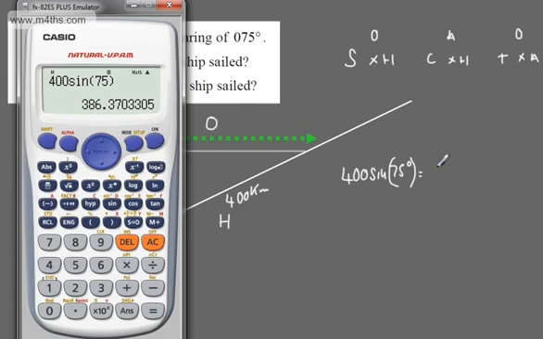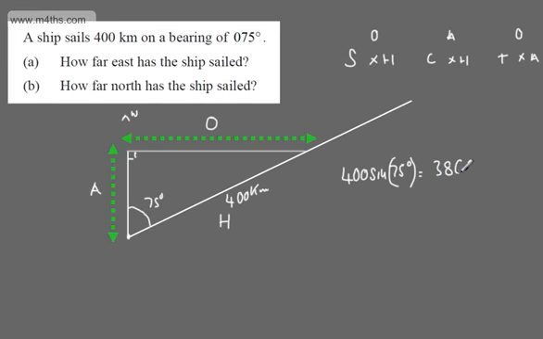386.4. So let's write that down. 386.4 kilometers. Okay, and that's to 1 decimal place. And I've just found that. So that's that distance right here. This one now is how far north it's travelled.